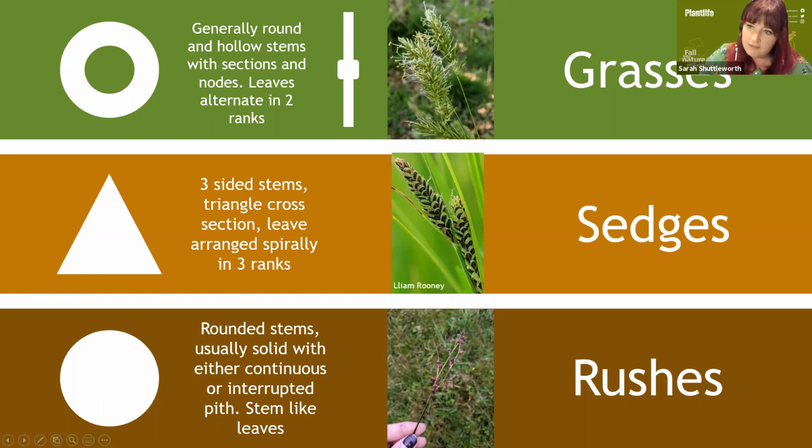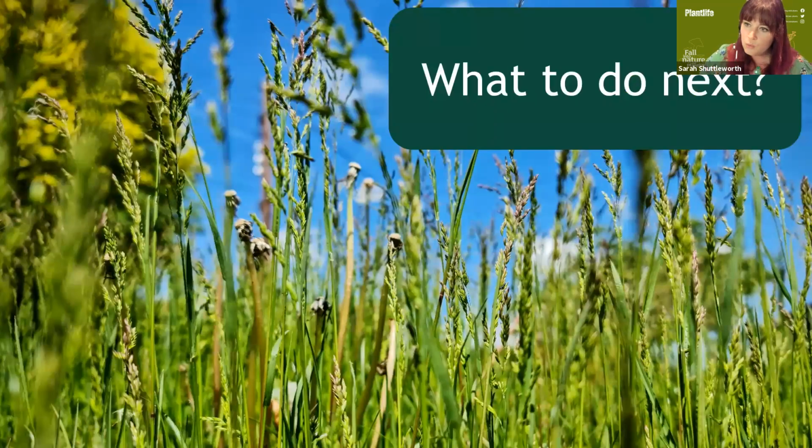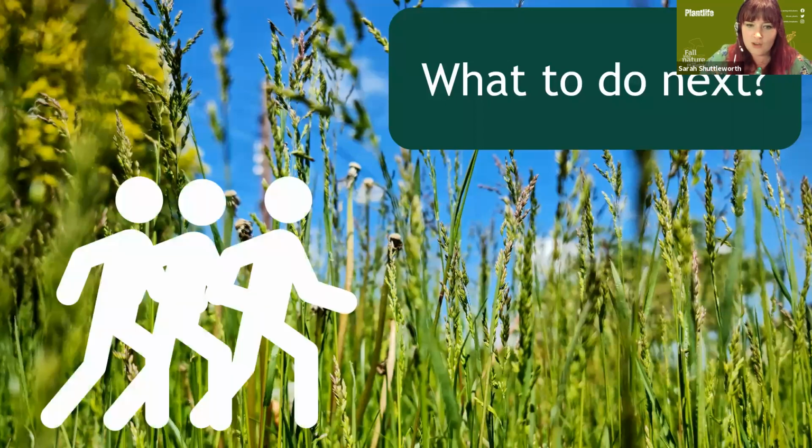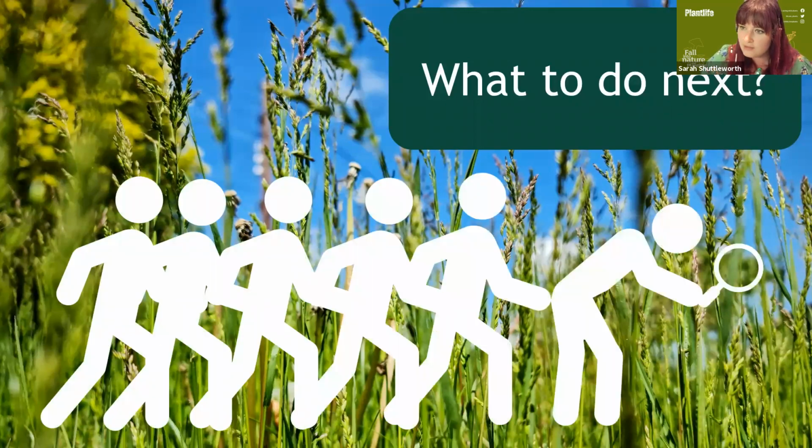So hopefully that has helped, but what to do next? Well, obviously it's October, there's not a lot out there, but there are some things out there that are leafy or green, so it's time for you to go out and have a look for some of these things. If not, re-watch this at the right time next year and then go out there and look for all these different species and see what you can find. But for now, I'm just going to see if we've got any questions.